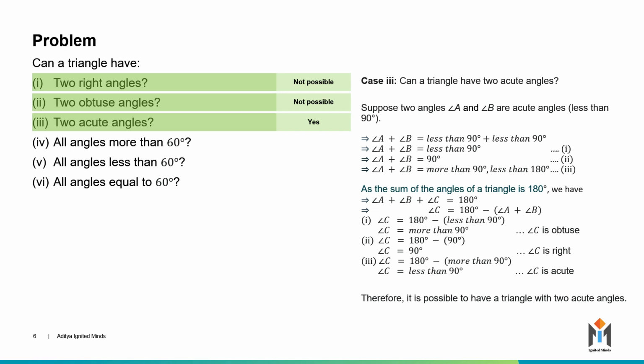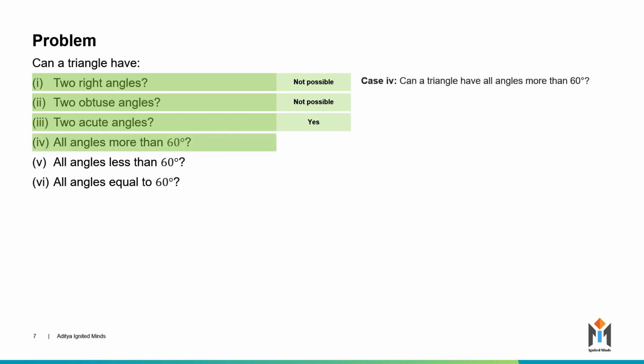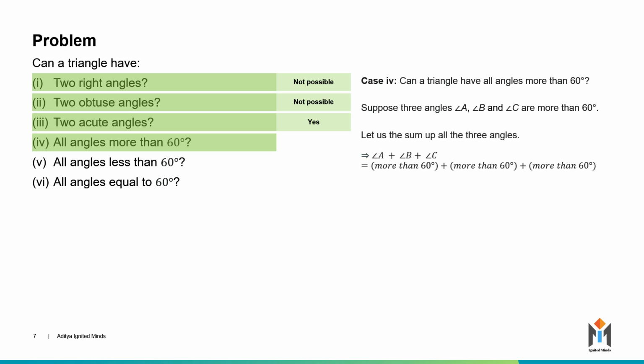And quickly going to case number 4 here, where can a triangle have all the angles more than 60 degrees? Well, let us see whether it's possible or not. Let us say we have three angles A, B, C, all more than 60 degrees. When you sum up all these three angles, what do you get? A plus B plus C equals, well, each of them is more than 60, so when you add more than 60 plus more than 60 plus more than 60, you get obviously a value which is more than 180.